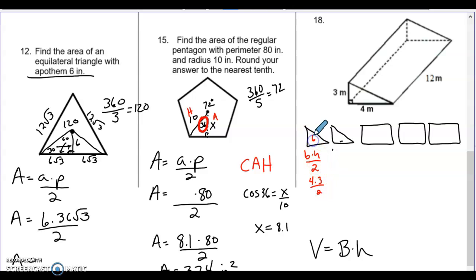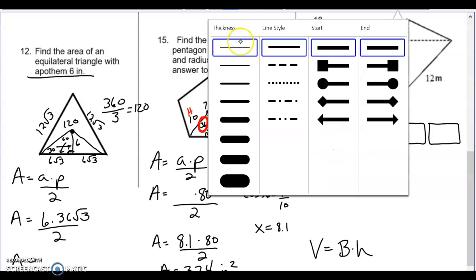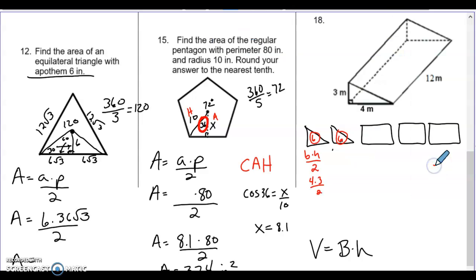So each of these triangles is going to have an area of 6, because these two triangles are identical. Now, when I'm trying to find the area of the bottom of my prism here, the bottom is going to be base times height, so 4 by 12. That will just be 48.